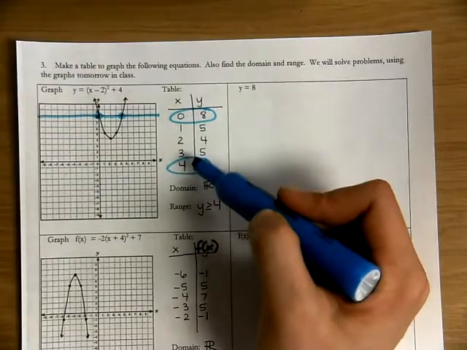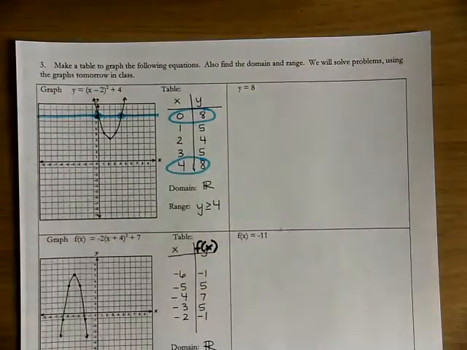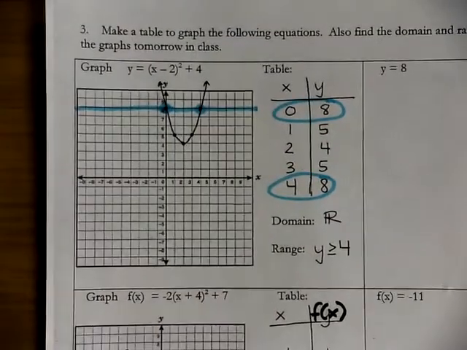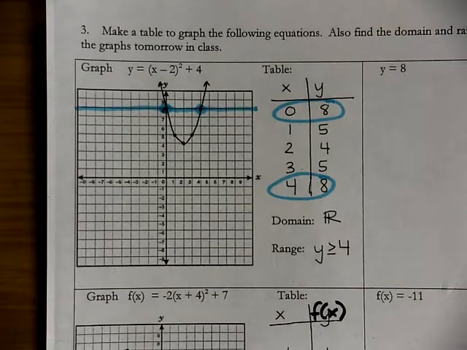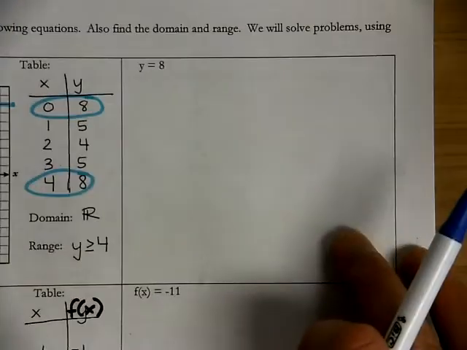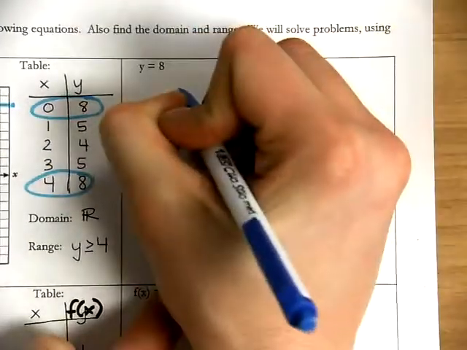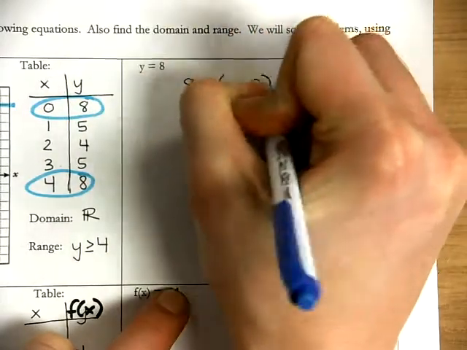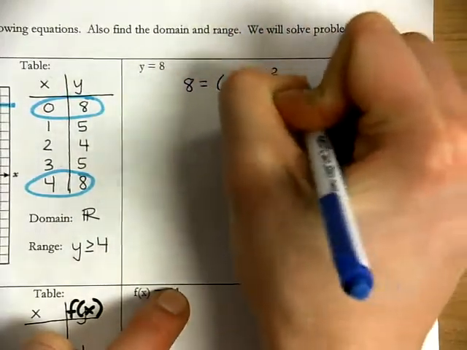When y is 8, x will have to be 0 or 4. So x is either 0 or 4 when y is 8. Let me show you how we get this algebraically. So scooching over here, we substitute 8 into the equation. So we will have 8 is equal to (x minus 2) squared plus 4.